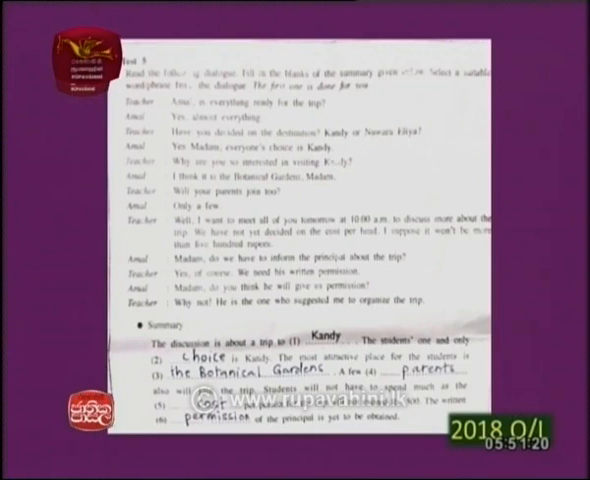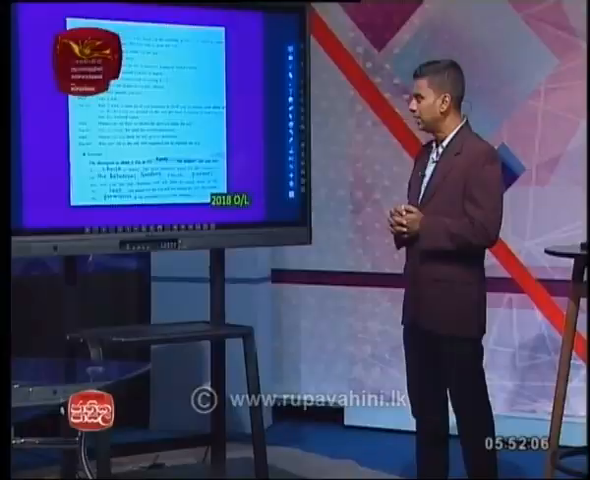Teacher and Amal. Amal. Yes. Is everything ready for the trip? Yes, almost everything. Have you decided on the destination, Kandy or Nuwara Eliya? Yes, madam. Everyone's choice is Kandy. Why are you so interested in visiting Kandy? I think it is the botanical gardens, madam. Will your parents join too? Only a few. Well, I want to meet all of you tomorrow at 10 a.m. to discuss more about the trip. We have not yet decided on the cost per head. I suppose it won't be more than 500 rupees. Madam, do we have to inform the principal about the trip? Yes, of course. We need his written permission. Madam, do you think he will give us permission? Why not? He is the one who suggested I organize the trip.